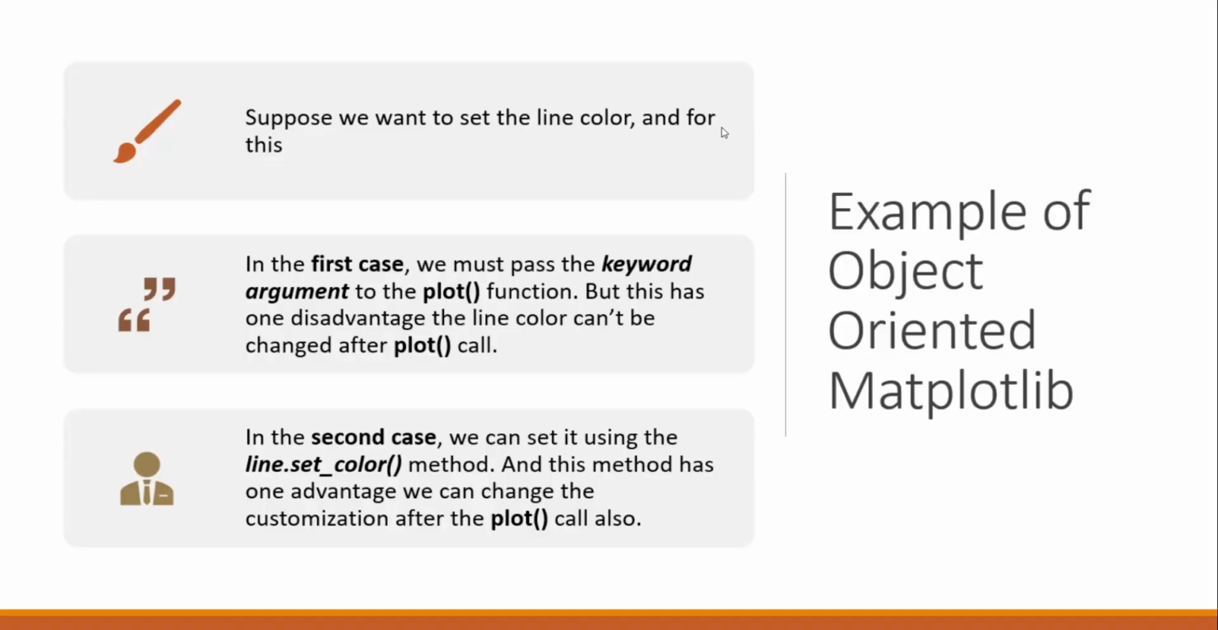Now we will see the second scenario, which is object-oriented code. In this we set it using the line.set_color function, where line is the reference name for the object which we used. This method covers the disadvantage of the above method, which means we can change the color or do any customization after the plot call also.